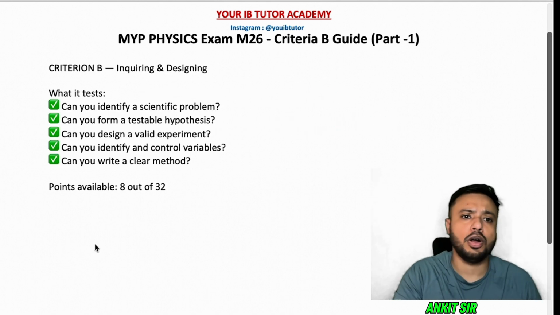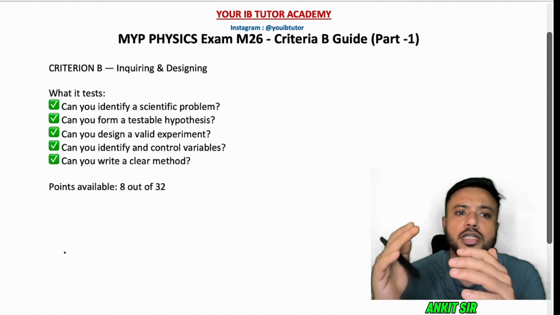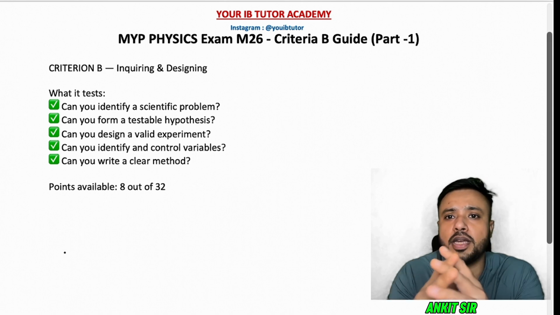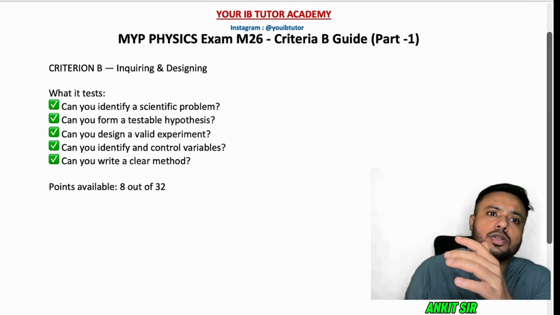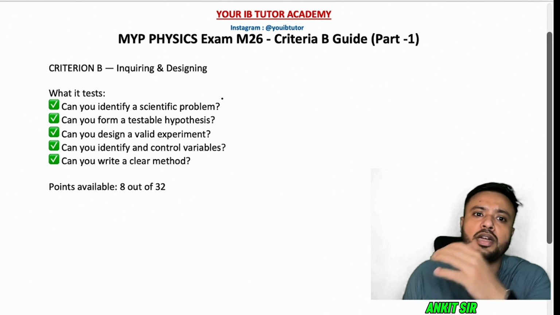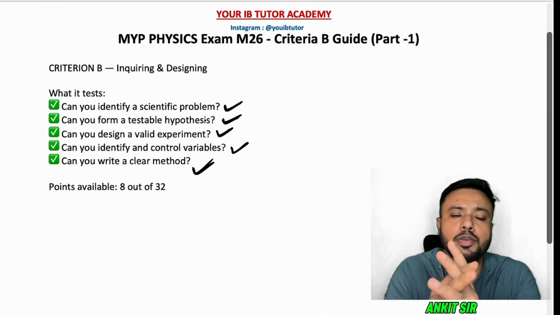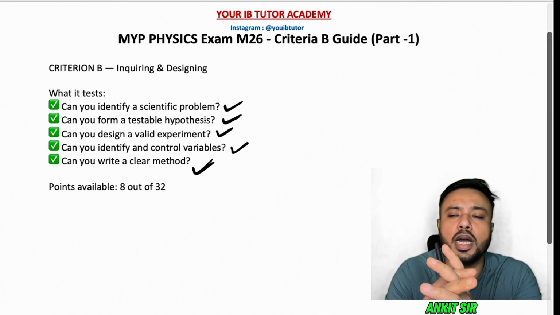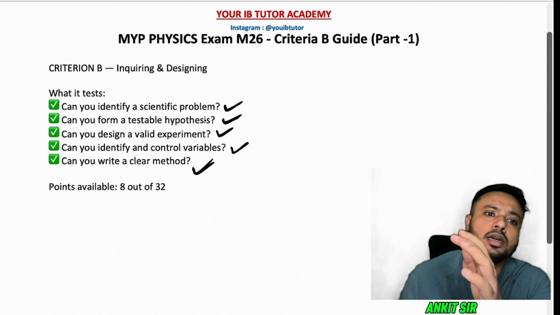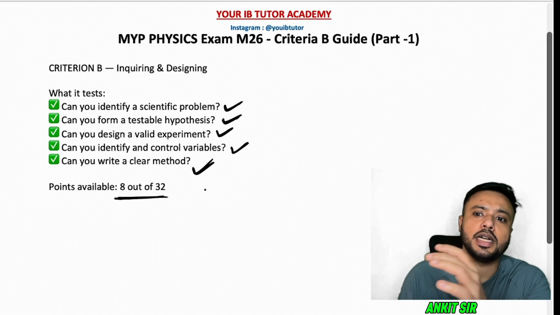Before I explain how to write the answers, we first need to understand what exactly criteria B tests. Basically, you need to identify a scientific problem. It tests whether you're able to form a testable hypothesis, and whether you can design a valid experiment. Can you identify and control variables, and can you write a clear method? These are the five things tested by criteria B in MYP physics. The name of the criteria is Inquiring and Designing, and the points available in criteria B are 8 out of 32, guys.